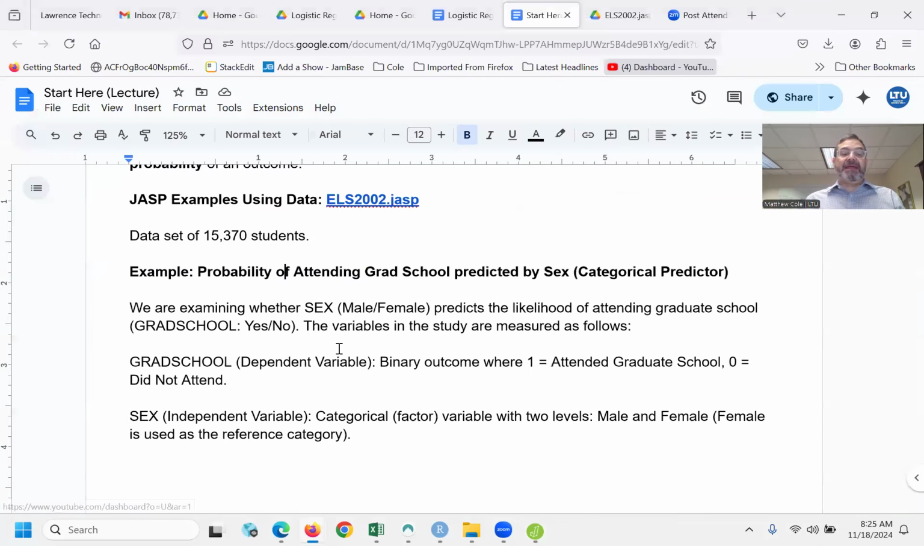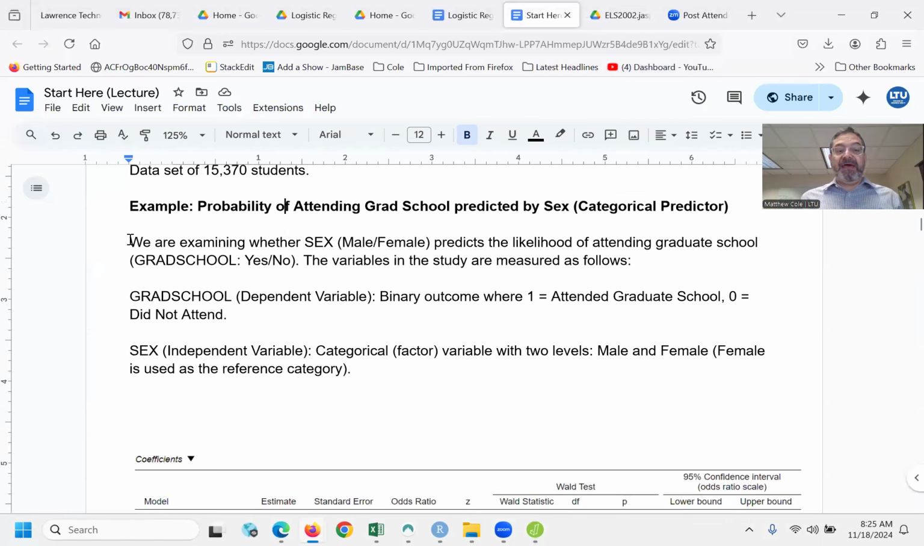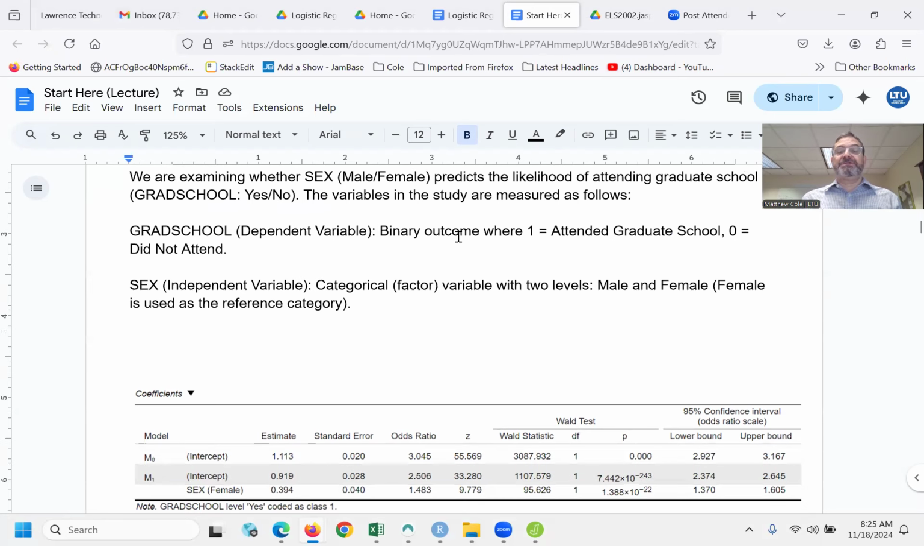Let's explain that again here. So what we have in this analysis is we're examining sex as a predictor of the likelihood of attending graduate school. We had graduate school measured where 1 is attended graduate school and 0 is did not attend.